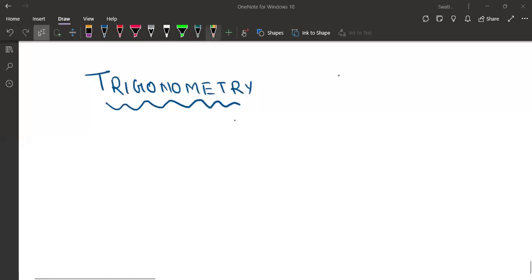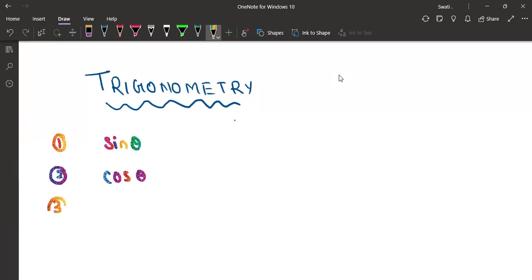So what was the first formula that you remembered? Sine theta. Of course, tell me in terms of perpendicular, hypotenuse, and base. Also cos theta and tan theta. So first tell me these, and then we'll go to the other three also.